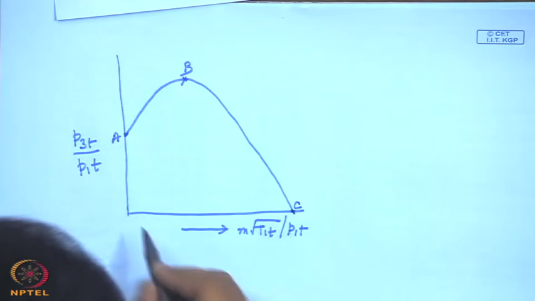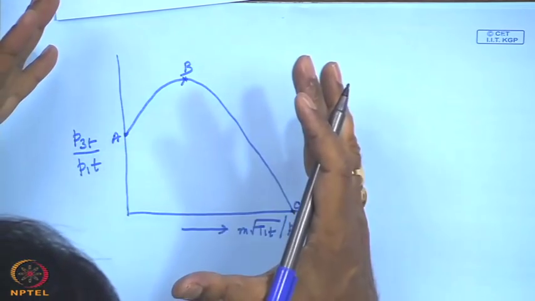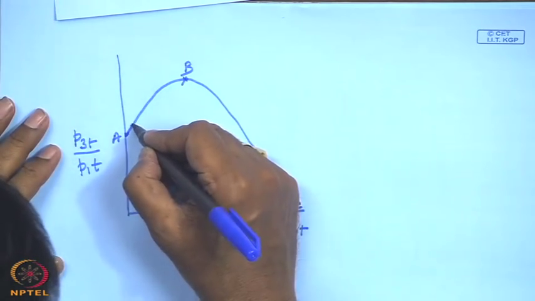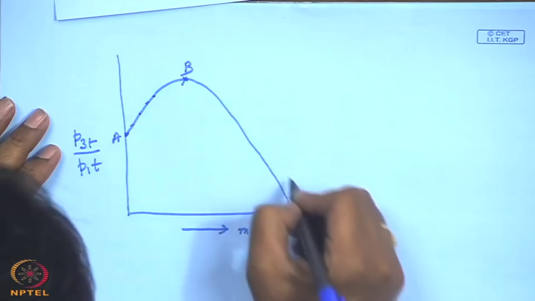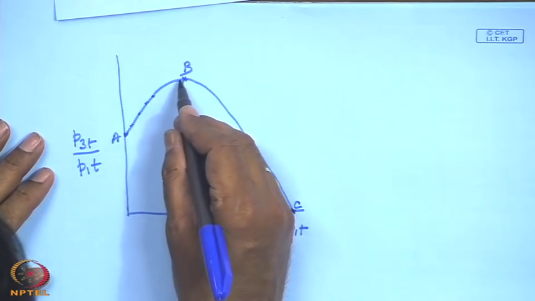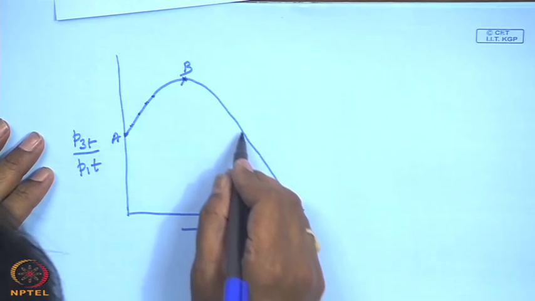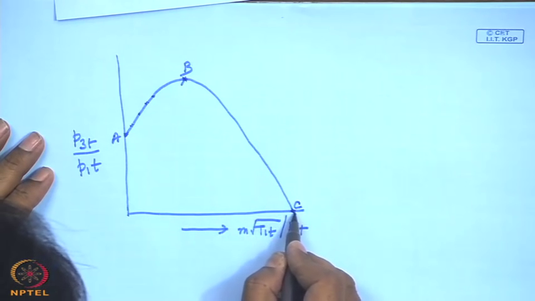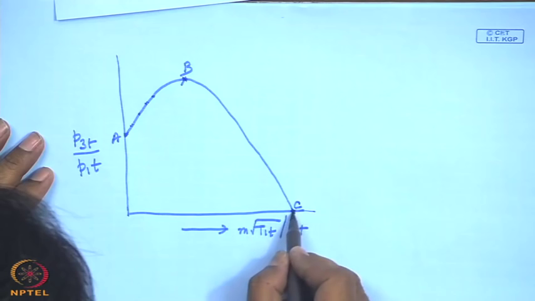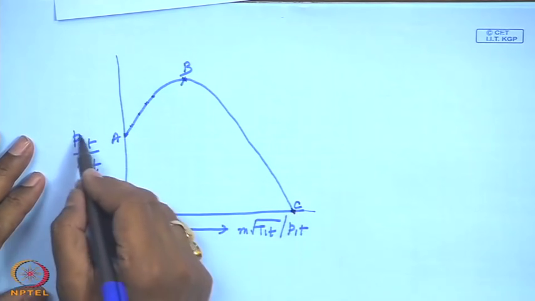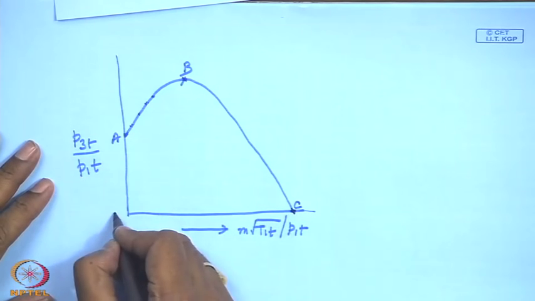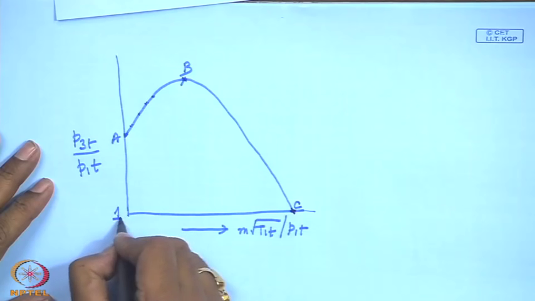Now, what happens? If you make an experiment and draw the points, you will get a curve like that. Initially, it increases with a positive slope, reaches a maximum, then it has a negative slope, continuously decreases, and probably at high values of mass flow rate, it touches the abscissa where the pressure ratio is 1. Actually, the pressure ratio starts from 1.